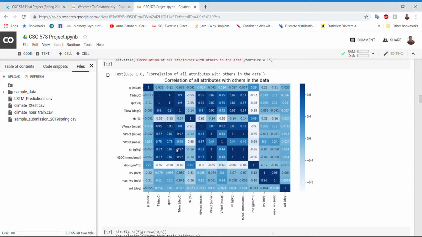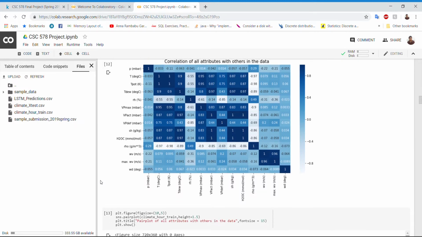So when we see the correlation of all attributes with others, we can see that most of the attributes are having high correlation with the others. So we can say that there is multi-collinearity in the data. Usually if we have multi-collinearity, the models will be overfitted to the training data. So we have to take some measures to rectify that.